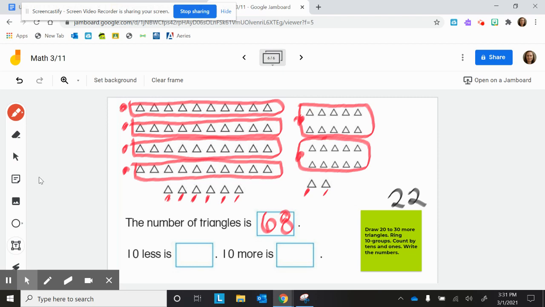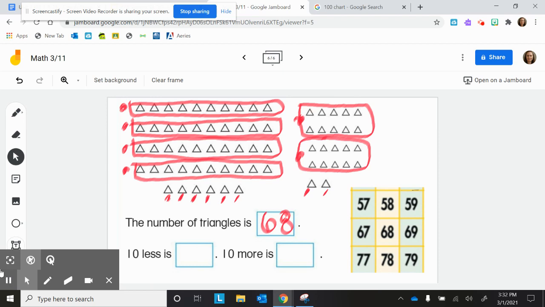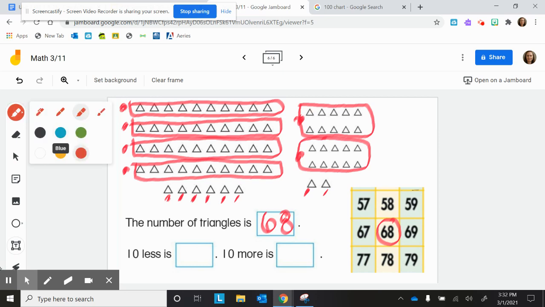Well, let me bring out my hundredths chart, okay? As you can see right here on the side, I brought out my hundredths chart. Now, let's find where 68 is. Here's 68. Now, if it's 10 less, where do we go? We go up. So here is 10 less. What is 10 less? 58. Write that down. Good job.